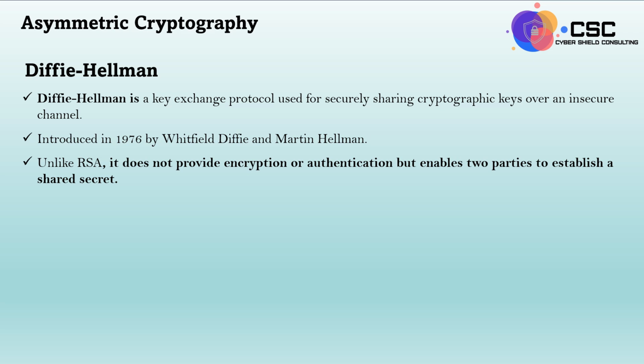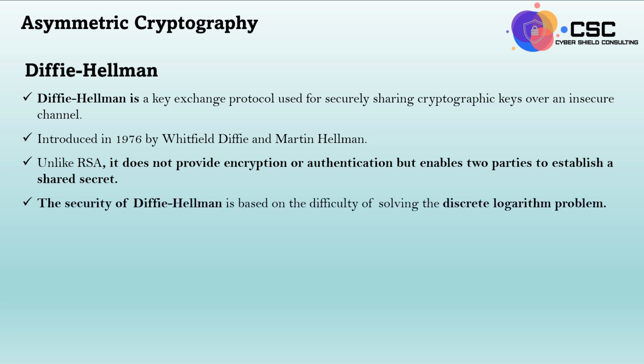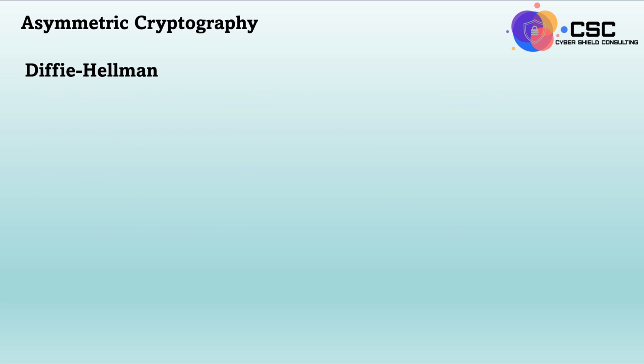The security of Diffie-Hellman relies on the discrete logarithm problem, which is computationally hard to solve. This is what makes it resistant to brute force attacks. Because of its efficiency and security, it's widely used in TLS (Transport Layer Security), VPNs (virtual private networks), and other secure communication protocols. Now we will do an example to demonstrate how the Diffie-Hellman key exchange works in practice. This will show how two parties, Alice and Bob, can establish a shared secret key over an insecure channel.